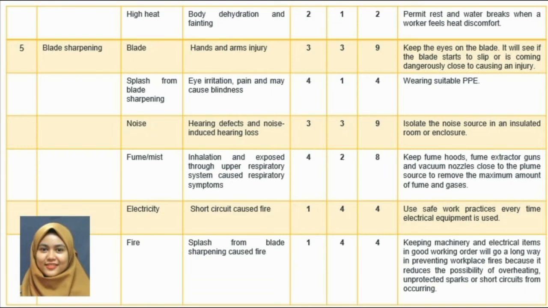For the high heat hazard, the effect is body dehydration and fainting, and the risk assessment is 212. The action is permit rest and water breaks when the worker feels heat discomfort.